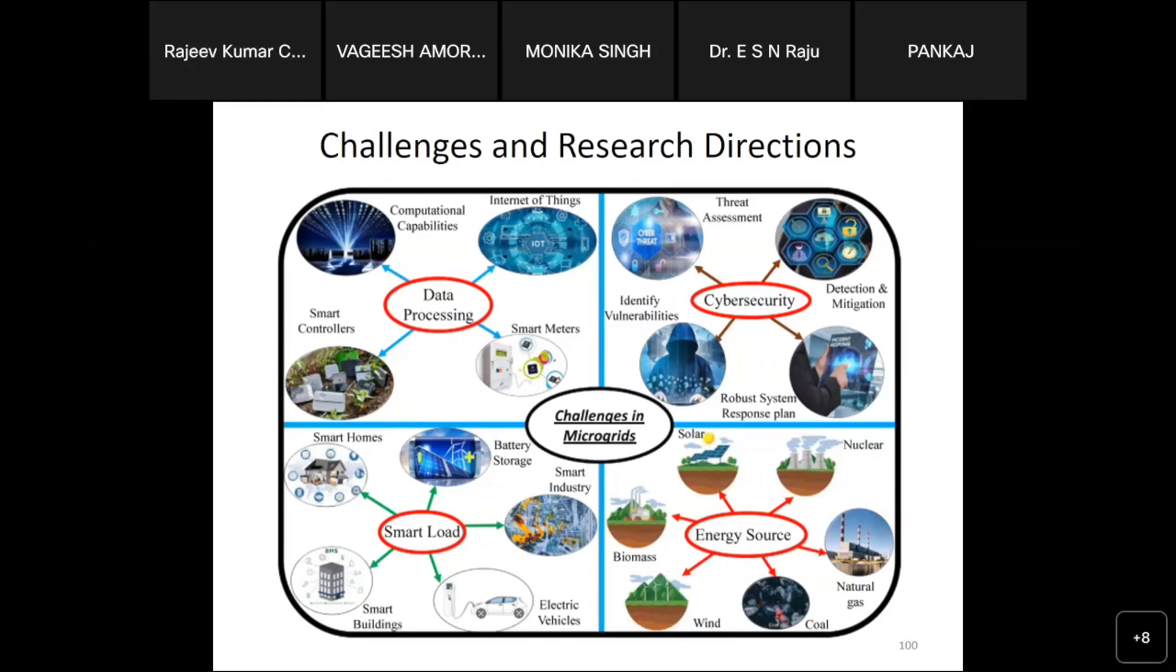Coming to the energy resources, we have different types of energy resources. They can be natural gas based or renewable energy resources, so we have to take care of the integration of different energy resources. Coming to the smart loads, we may have battery storage, smart homes, smart buildings, and the integration of electric vehicles. Likewise, we have different areas where we have challenges in the microgrid. In the coming slides I will discuss all these issues.